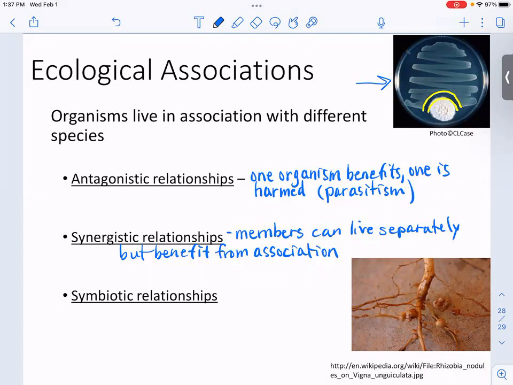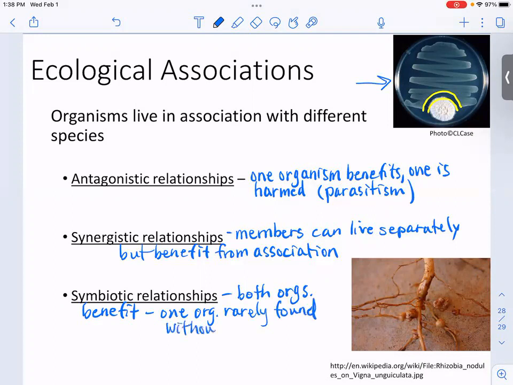You could say bacteria that live in biofilms. They're a little harder to kill when they're in biofilms, so they can live separately, but sometimes it's advantageous for them to live in great big mats of bacteria. There's lots of examples, though, of symbiotic relationships. That just means that both organisms benefit, and in fact, so much so that one organism is rarely found without the other. So, lots of examples.